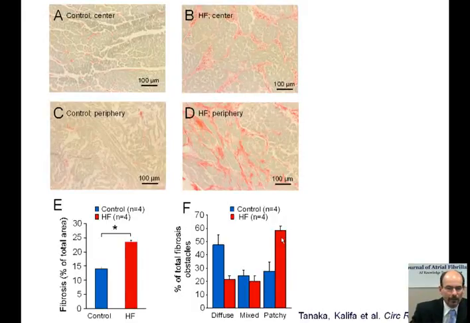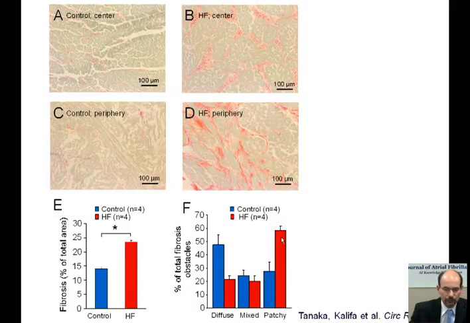However, in failing hearts, both in the center and the periphery, we see a much larger amount of fibrosis compared to control. We looked at the percentage of fibrosis in 4 control and 4 failing hearts, and we noticed that in failing hearts there is much more fibrosis as compared to control. If we look at the architecture of the fibrosis, the diffuse type is more common in control hearts, and the patchy fibrosis is more common in failing hearts.